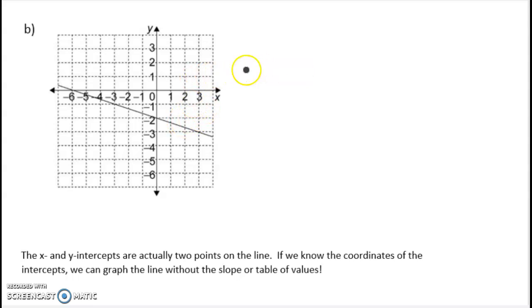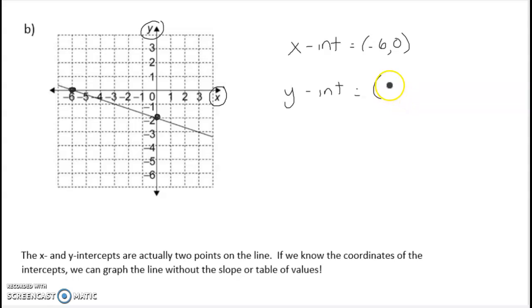All right, this one. My x-intercept. Let's follow where the line crosses. It crosses right here, so x is -6 and y is 0. And then I look at my y-intercept. Here's my y. Let's go down, and it crosses right here at -2. So that means x is 0 and y is -2. So when you're doing intercepts, you always have a 0 coordinate.